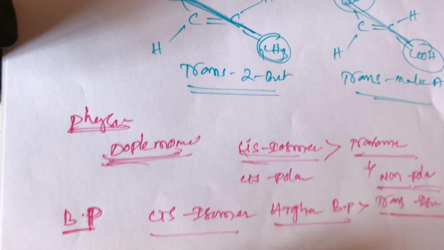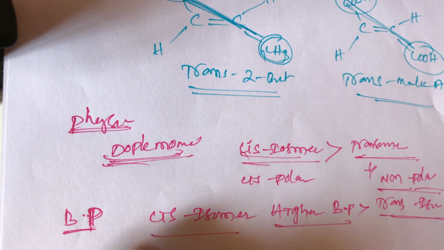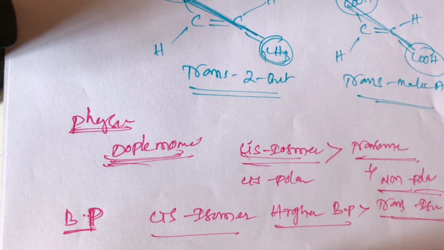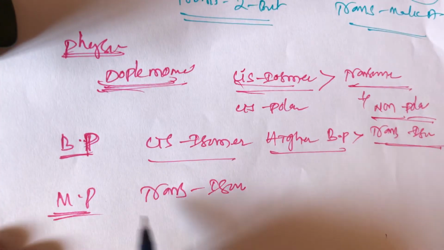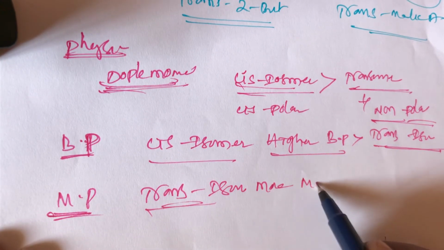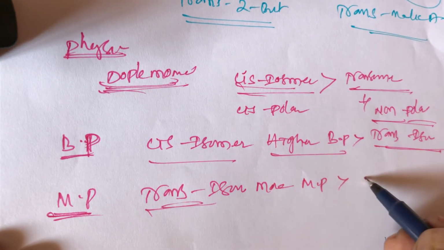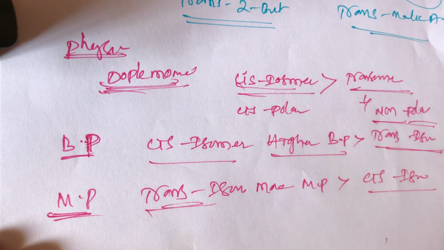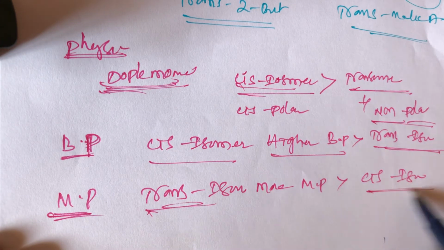And what about melting point? Trans isomers have a higher melting point than cis isomers. It is also very important, students. Trans isomers have a higher melting point than cis isomers.